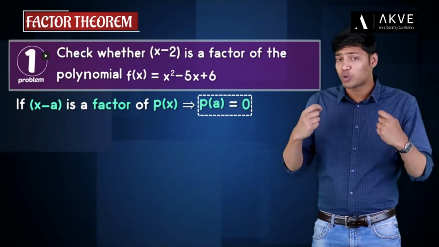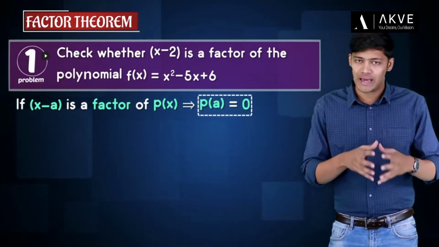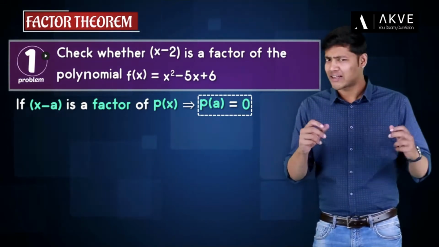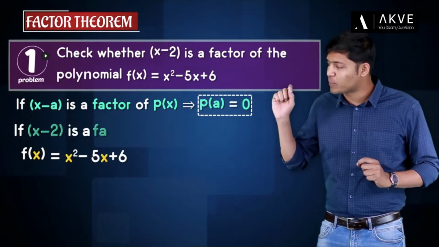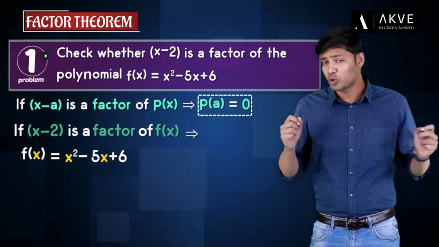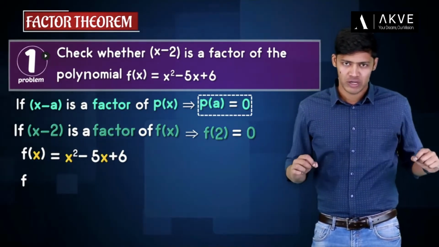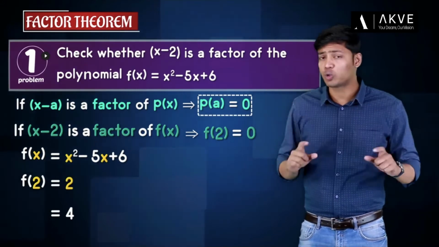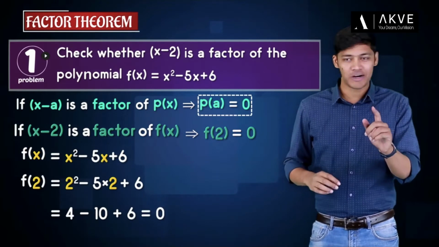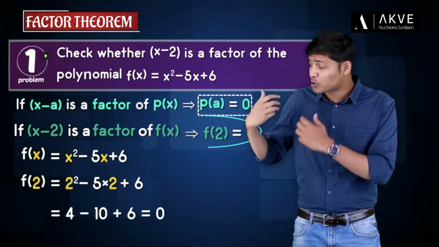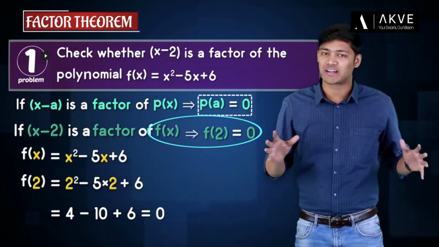In this problem we have to check whether x minus 2 is a factor of the polynomial f of x. From the factor theorem we know that if x minus 2 is a factor of the polynomial f of x, then f of 2 must be equal to 0. So let's find f of 2. f of 2 will be equal to 2 squared minus 5 multiplied by 2 plus 6, which is nothing but 0. So f of 2 is equal to 0, which implies that x minus 2 is a factor of the polynomial f of x.